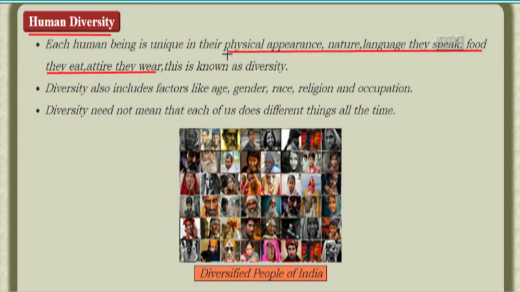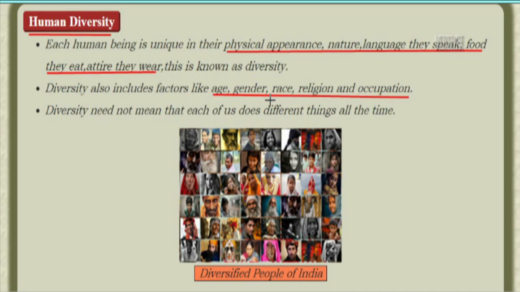In what characters, in what factors are they different from each other? In their physical appearance, how they look, in the nature, in the language they speak. There are different languages in the country India, right? Many states are there, many languages are there. So in the language they speak also, people are different from each other. And the food they eat, some people eat more rice, some people eat more chapati, like that. And in the attire they wear, the dresses and clothes they wear, there is also a difference. So these many things differ from each other. These many characters which make human beings different from each other are known as diversity.